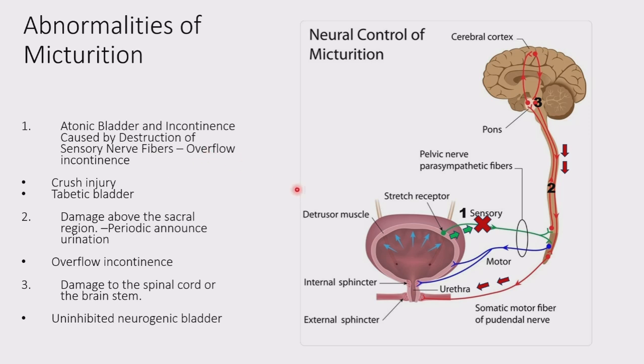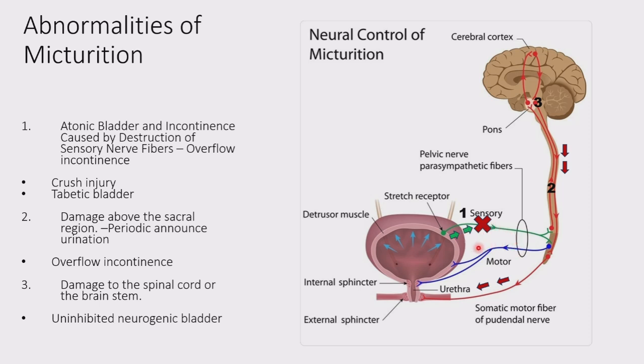Two main causes of this overflow incontinence are, for example, crush injury and bacterial infection, for example, syphilis. The bacteria destroys the dorsal root nerves, causing a condition known as tabes dorsalis, resulting in a bladder condition called tabetic bladder.